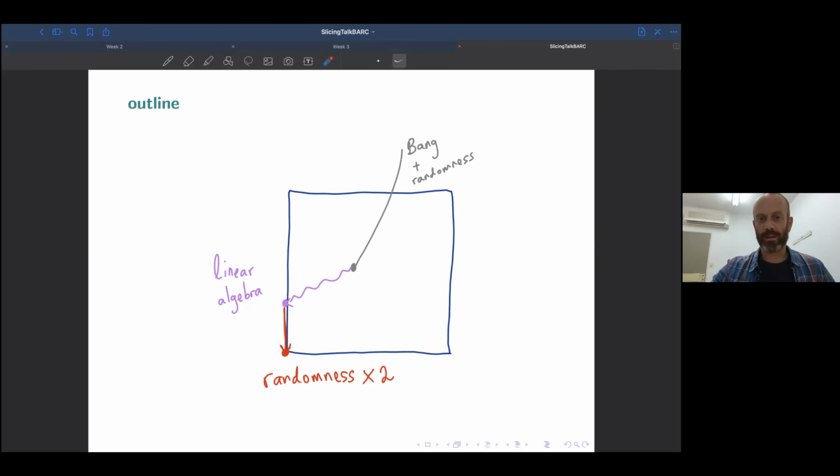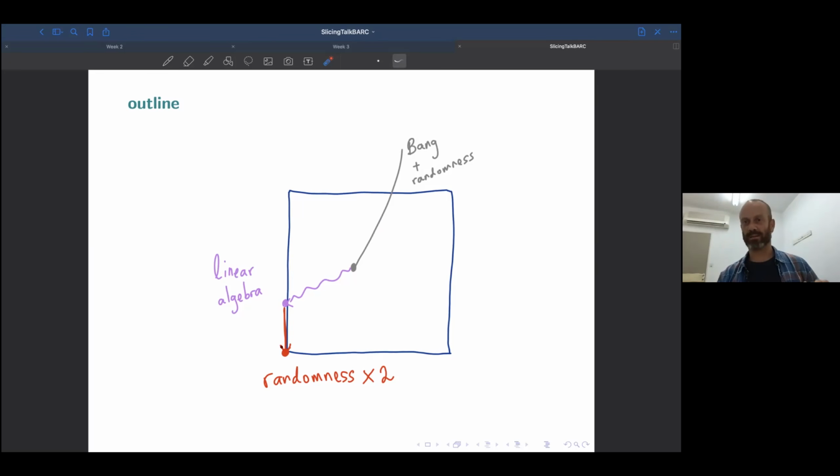Now we take this point, which is almost a vertex. We just need a little bit more, and here we use randomness again to make it into a vertex. So this is the process. We start with Bang and some randomness. We use linear algebra to drive it to the boundary. And then we use a little bit more randomness to make it into a vertex. And this edge will be missed, okay?